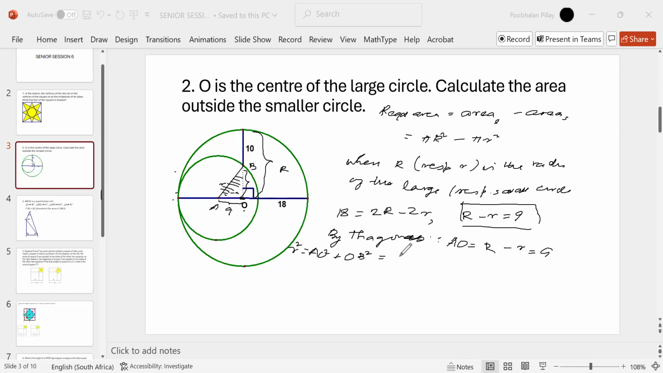Now AO squared is 81. So we just calculated AO. It's 9 squared if you like. And OB, what is OB? OB is the large radius minus 10. See how you brought in the 10 and the 9, and the 10 and the 18 into this argument.